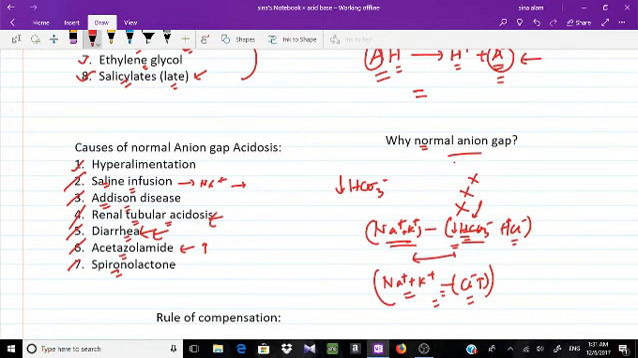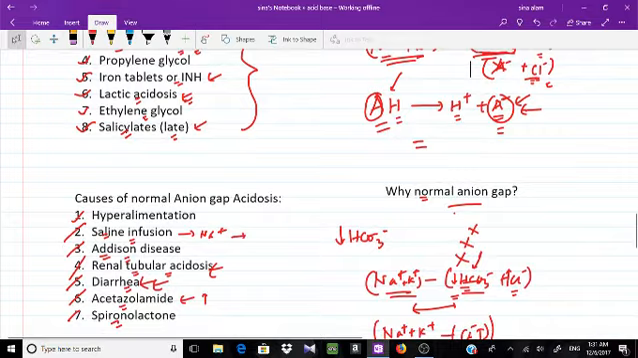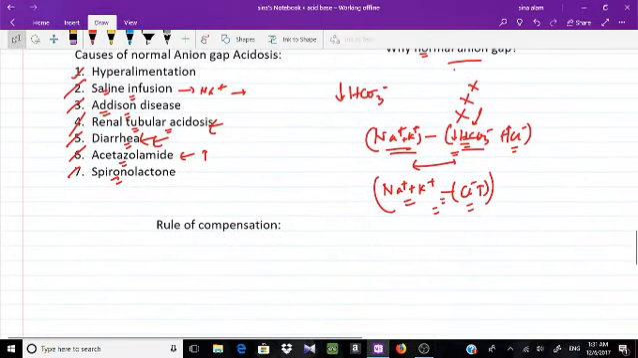But in the previous case, the bicarbonate goes down, but at the same time you are adding some new anions. And when you are adding new anions, the chloride need not go high. When you measure the difference, you find the chloride level is the same, and sodium and potassium levels are the same, but your bicarbonate level goes down and the gap goes higher. That's the difference between increased anion gap metabolic acidosis and normal anion gap acidosis.